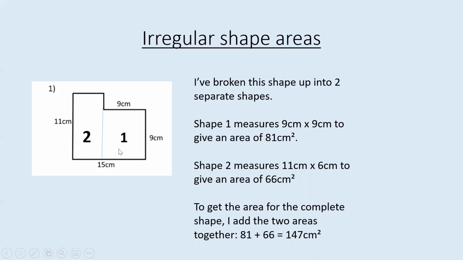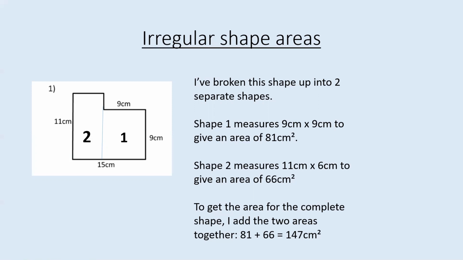So the area of shape 1 would be 81 centimeters. Shape 2 measures 11 centimeters by 6 centimeters. And how I've worked that out is because the horizontal length at the bottom here is 15 centimeters. Its opposite length is 9 centimeters before it cuts off. So what I've done is I've just done 15 take away 9, and that's shown me that the horizontal lengths on shape 2 are worth 6 centimeters. So I do 11 centimeters times 6 centimeters. That means the area of shape 2 is going to be 66 centimeters.